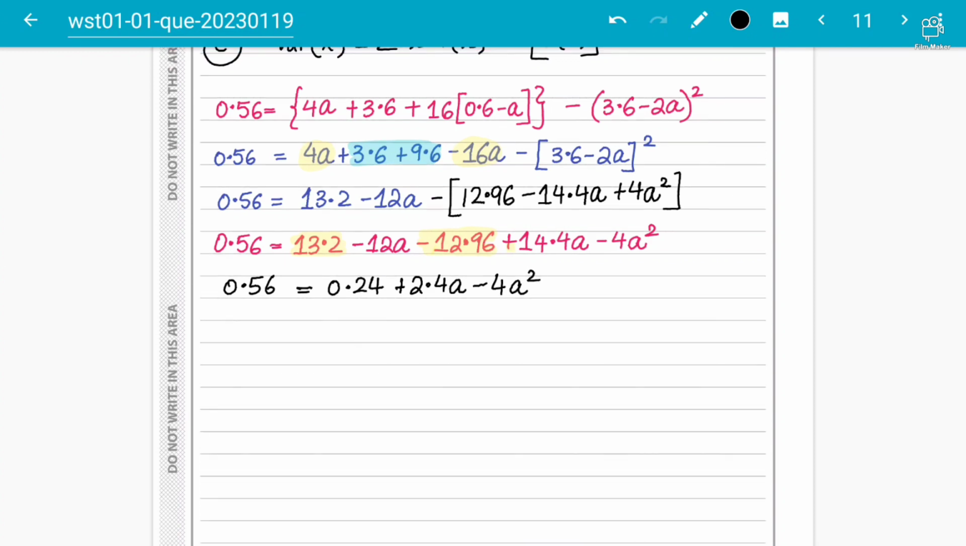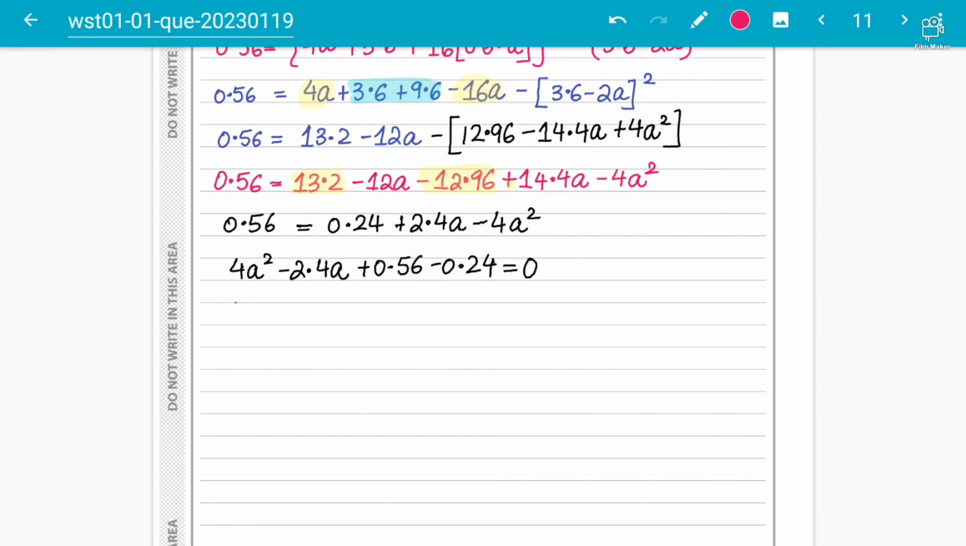We are going to simplify it further, students, by bringing everything to the left hand side. So it's going to be minus 4a square, we'll bring it here, and then minus 2.4a, and similarly 0.56 minus 0.24 equals 0. So eventually you'll get the quadratic equation, students, that is 4a square minus 2.4a plus 0.56 minus 0.24, that gives us positive 0.32.